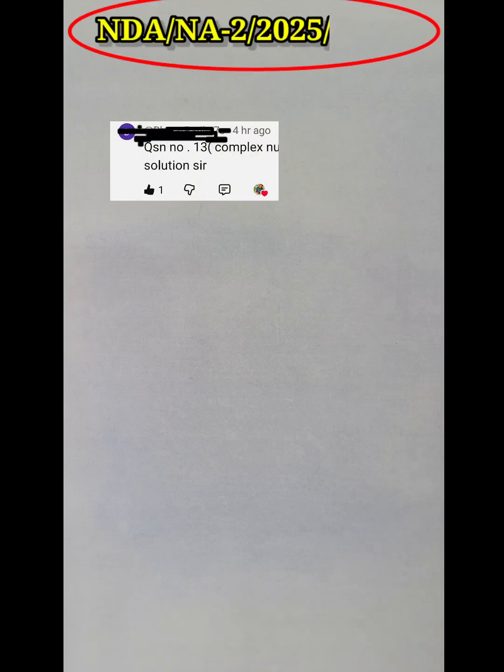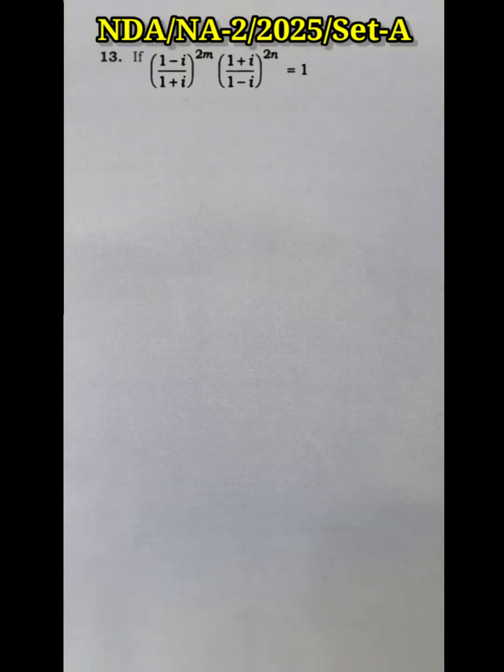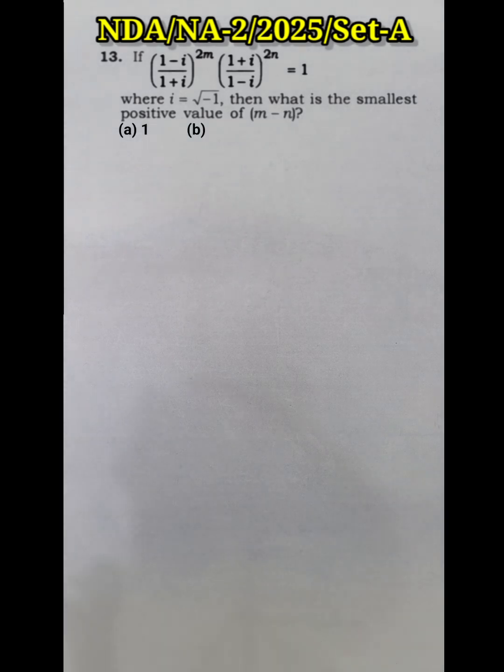Hello students, on the demand of a student, see question number 13 on the board. If ((1 minus i) upon (1 plus i)) raised to 2m multiplied by ((1 plus i) upon (1 minus i)) raised to 2n is equal to 1, where i is equal to square root of minus 1, then what is the smallest positive value of m minus n? Options are A is 1, B is 2, C is 4 and D is 8.